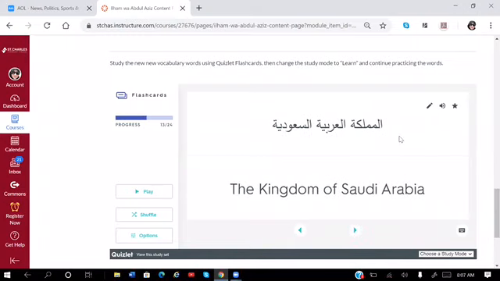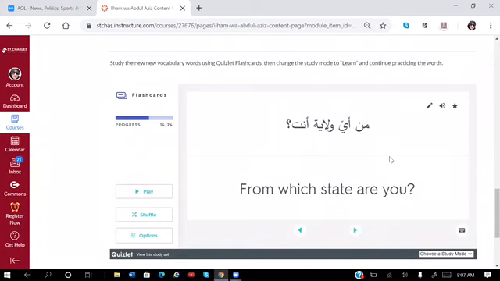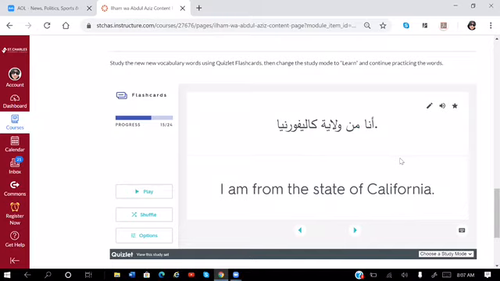Next, al-mamlaka al-arabiya al-saudiya. The Kingdom of Saudi Arabia. Al-mamlaka, kingdom. Al-arabiya, Arab. And saudiya, Saudi. Min ayya wilayatin anti? From which state are you? Wilaya, again, state. Ayya, which? Ana min wilayati California. I am from the state of California.